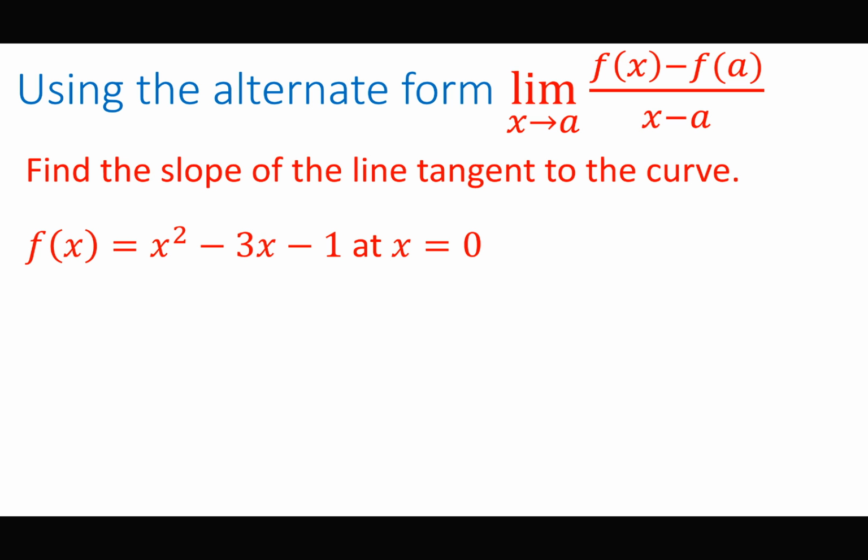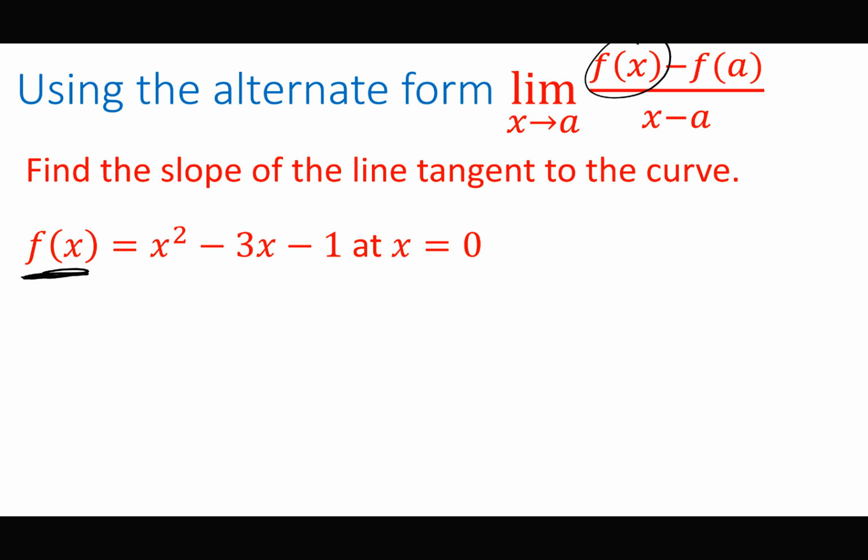Okay, so if we had this one, I say find the slope of the line tangent to the curve, and our curve is x squared minus 3x minus 1, all at x equaling 0. So when x is 0, that's where I want the slope. What's the slope of the tangent line when x is 0? Okay, so from our formula up here, we need an f of x. Well, conveniently, we have f of x. We don't have to do anything. That f of x is the exact same thing that they gave us here.